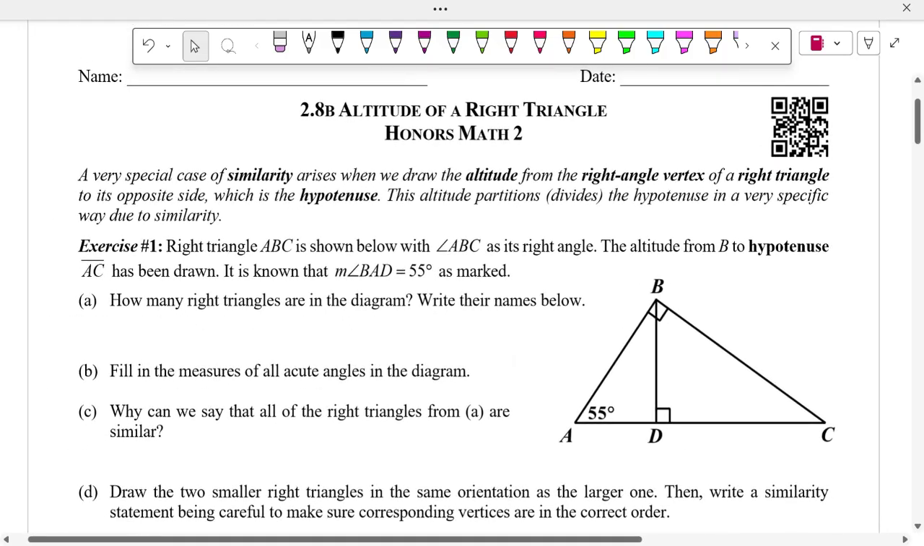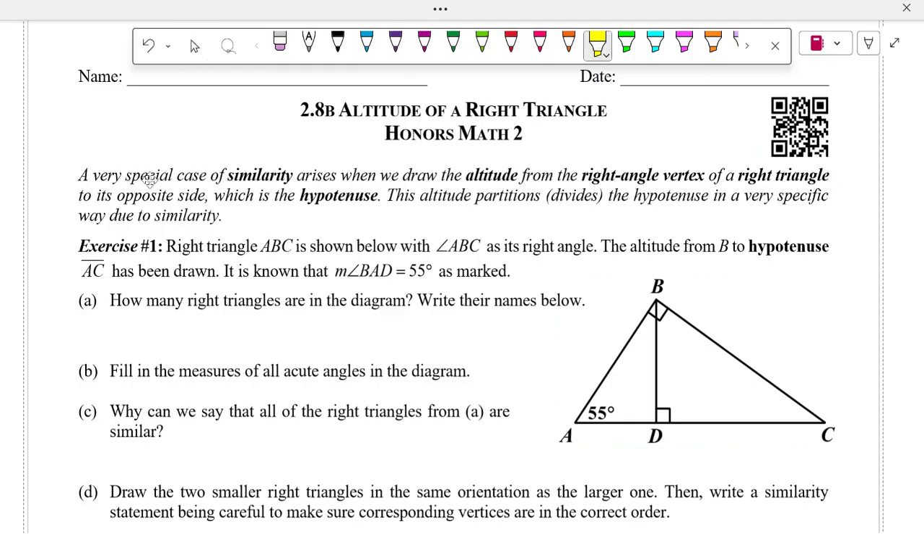Altitude of a right triangle. So we're now moving into the land of similar right triangles. Not just regular old similar triangles, we're talking about similar right triangles. Still talking about triangles within triangles. All right. So there's a very special case when it comes to similarity when we draw an altitude from the right angle vertex of a right triangle to its opposite side, which is the hypotenuse.